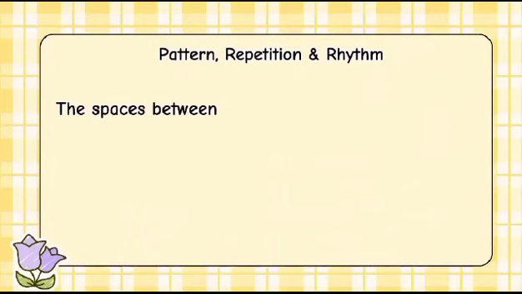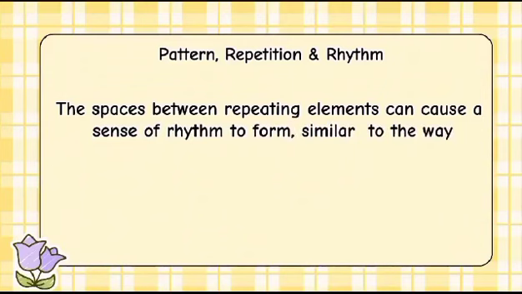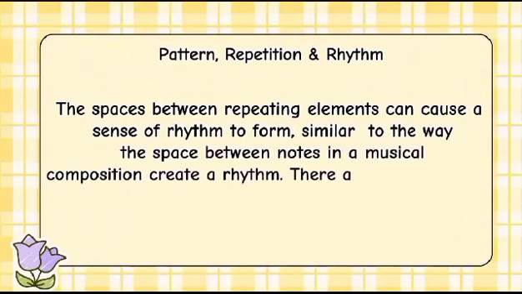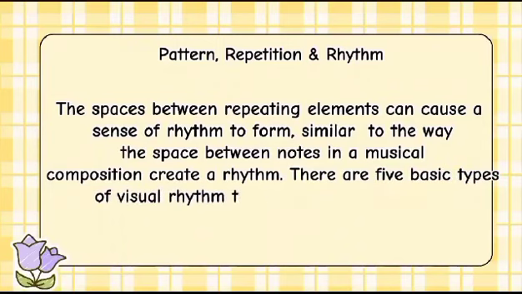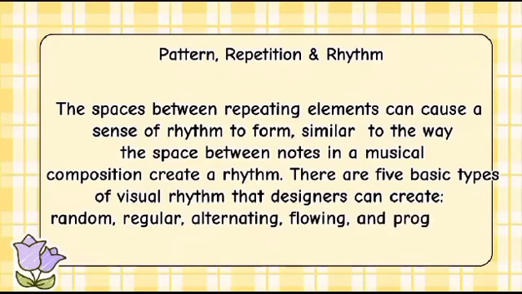The spaces between repeating elements can cause a sense of rhythm to form, similar to the way the space between notes in a musical composition creates a rhythm. There are five basic types of visual rhythm that designers can create: random, regular, alternating, flowing, and progressive.